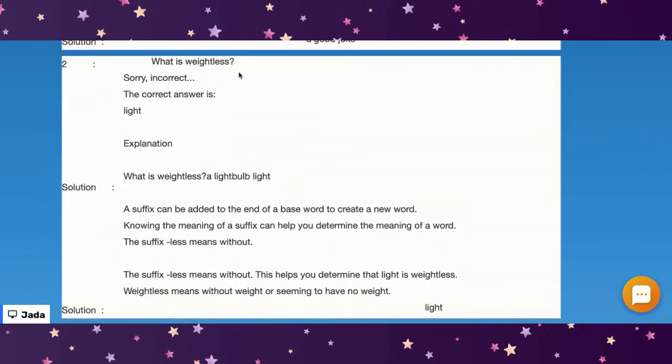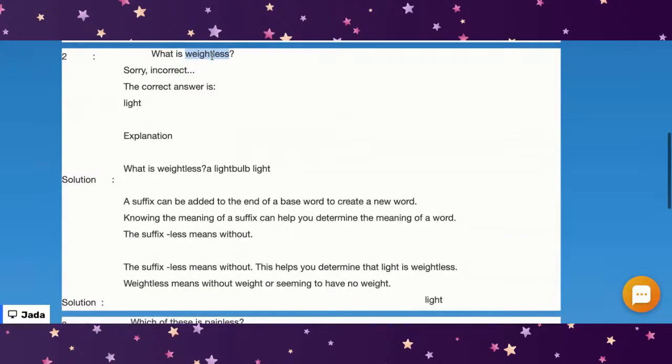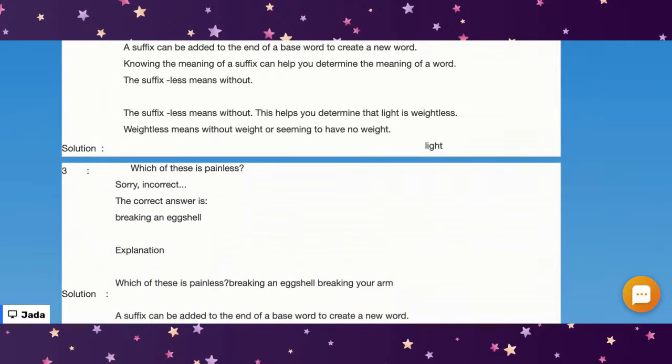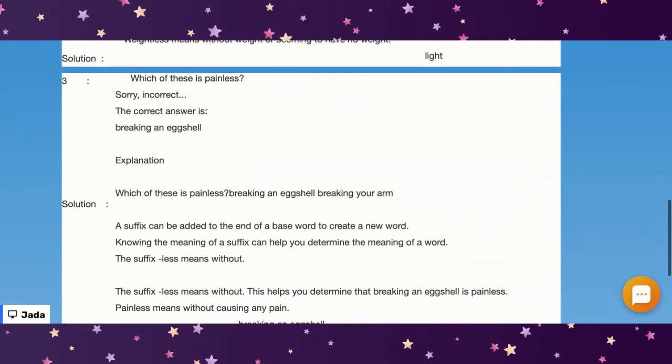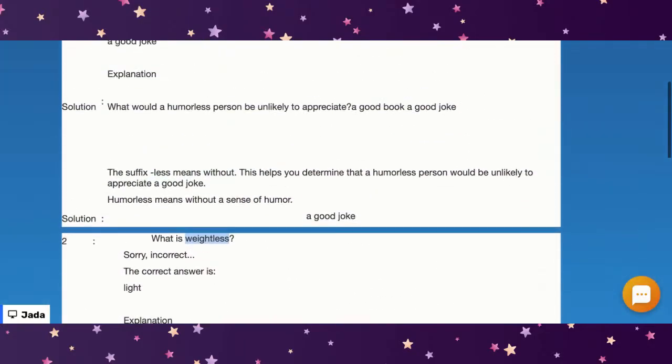So, what is weightless? What is weightless? Weightless is something without weight or seeming to have no weight. So, light is weightless. So, okay, let's move on to the test now.